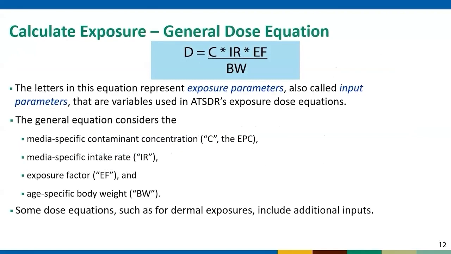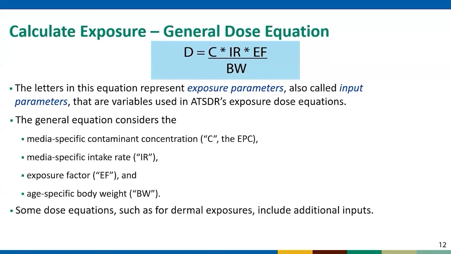So let's look at the general equation for deriving an exposure dose. D represents exposure dose, which FAST will be calculating. The other letters in the equation are the exposure parameters, also called input parameters. These vary by medium, age, and exposure scenario. The parameters used to derive age-specific doses will reflect the CTE and RME scenarios we just talked about. C represents the concentration of the contaminant in a given medium, such as soil and water. The number used as the media concentration is the EPC.